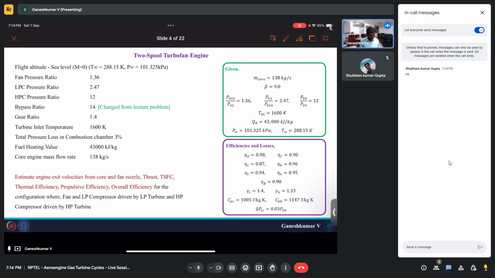So one thing you should note here is you have additionally gearbox efficiency. So you have some mechanical efficiency with the gearbox. So it cannot transfer 100% of the work. Instead, it can transfer only 98%. So those are the two additional changes.